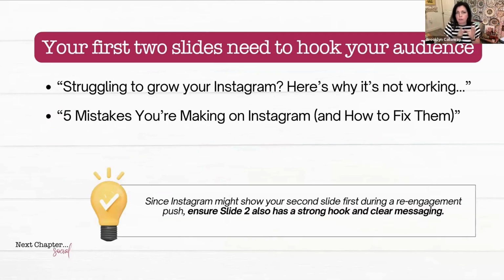So let's go back here. Your first two slides need a hook to hook your audience. The first one is: struggling to grow your Instagram? Here's why it's not working. Second slide: 5 mistakes you're making on Instagram and how to fix them. Saying the same thing, different hook. Now you have hooked them twice. And the people who see it the first time, they'll scroll right past the second page. It's fine, because they want to get to the meat.